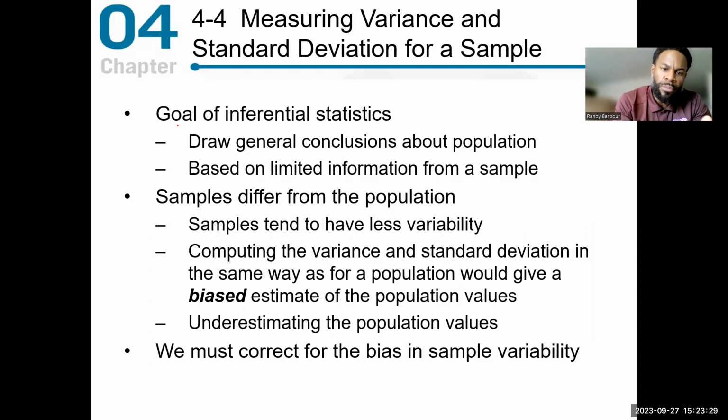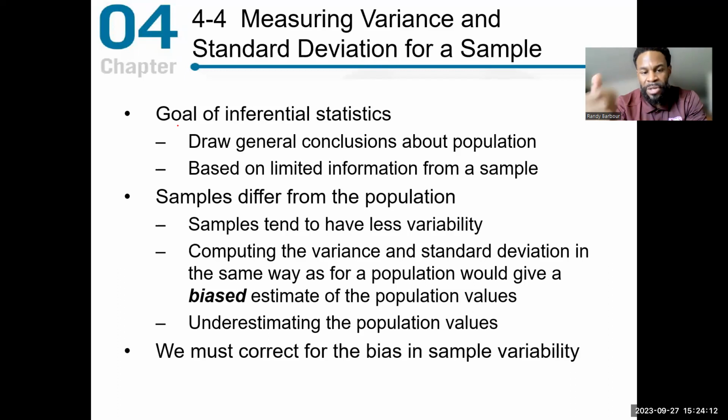Okay. When you compute the variance and the standard deviation the same way that you do for a population, by using the big N, it gives you what we call a biased estimate for the population values, right? And what it does is it kind of underestimates the population values in a way, right? So in order to correct for the bias, we have to find the sample variability. And the way we find the sample variability, especially knowing that the sample has less variability, is we try to increase the variability by changing one specific thing in the equations that we'll talk about.